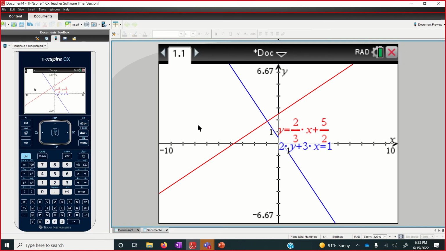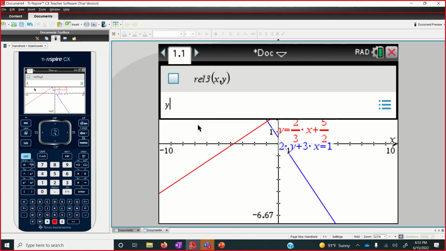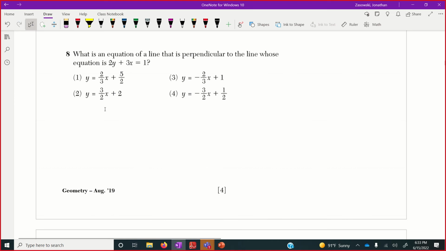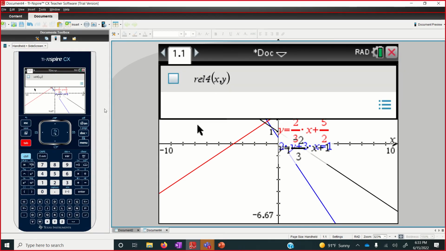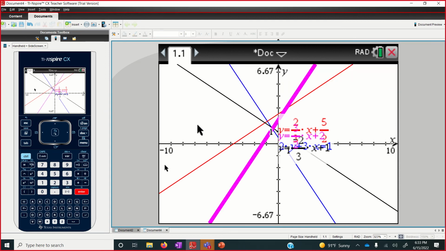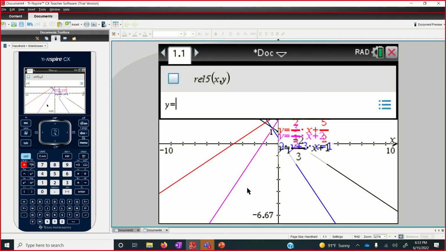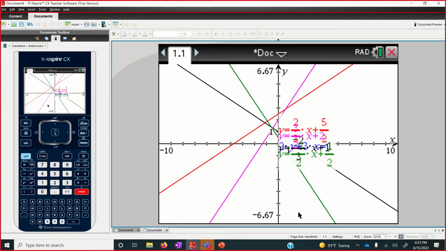So negative 2/3 x plus 1, tab, y equals negative 2/3 x plus 1. Right, that's not perpendicular for sure. That one's out. Okay, we have 3 over 2x plus 2. So tab. All right, that is definitely not perpendicular to the blue line. And our last one is negative 3 over 2x plus a half. So tab, y equals negative 3 over 2x plus a half. And we can definitely rule that one out because that is on top of the line that we just got, right? That's right on top of it.